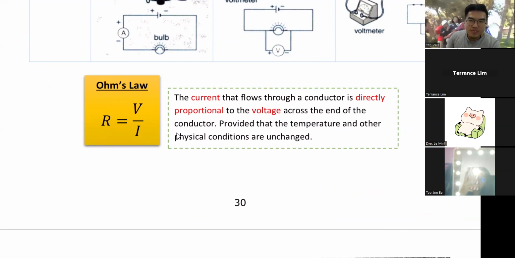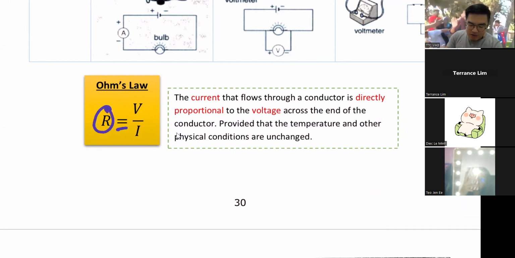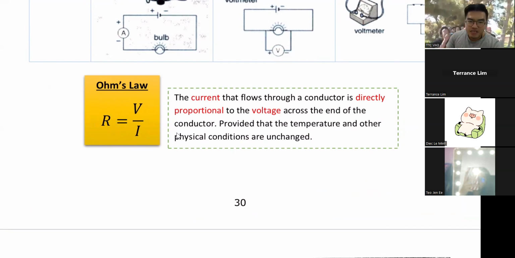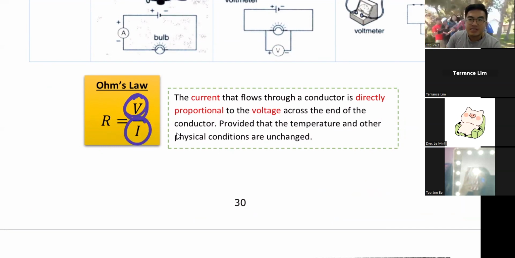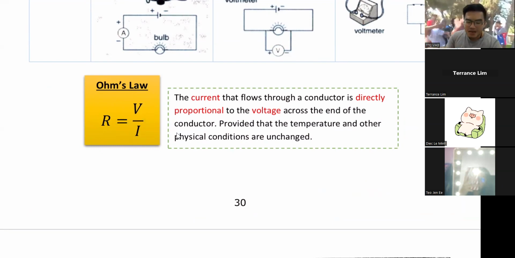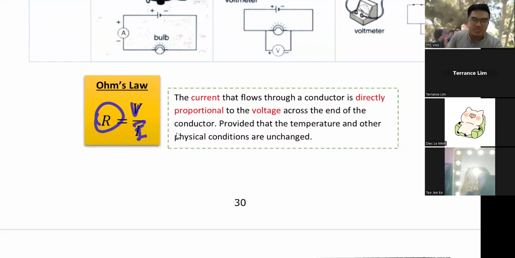Ohm said R equals V divided by I. Resistance equals voltage divided by current. R equals V over I. This is what Ohm said. That means voltage divided by current, okay? Speed divided by width is your resistance.